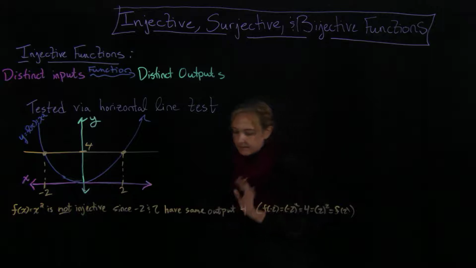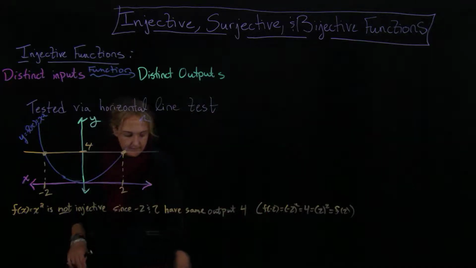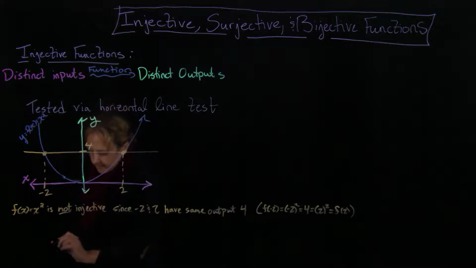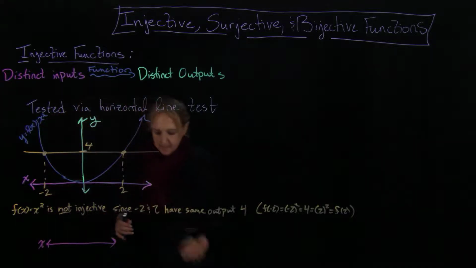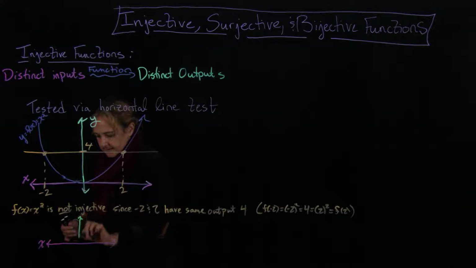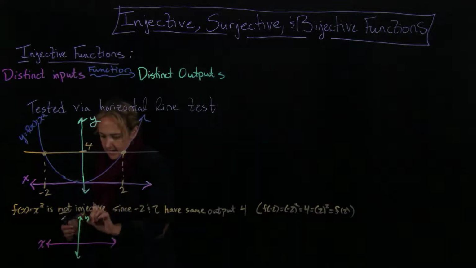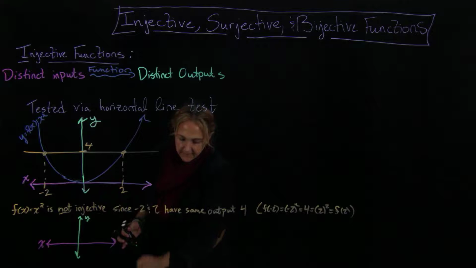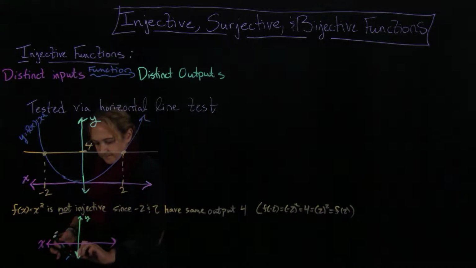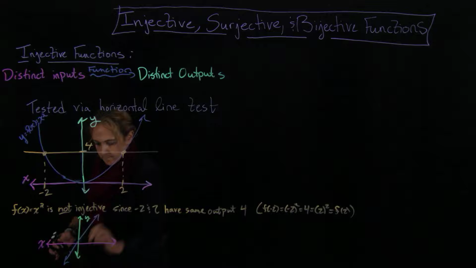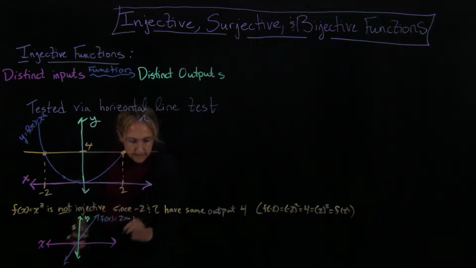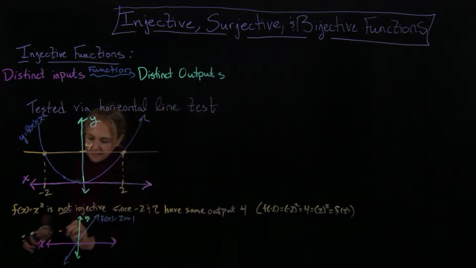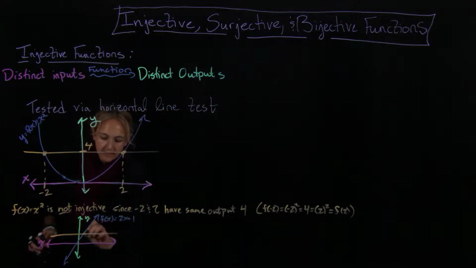Okay, so this violates injectivity. On the other hand, this one's easier to draw, so we can make it a little bit smaller. We have my x-axis and my y-axis again, and now I'm going to draw f of x equals 2x plus 1. In this circumstance, no matter what horizontal line I draw, I'm only going to hit the graph once.